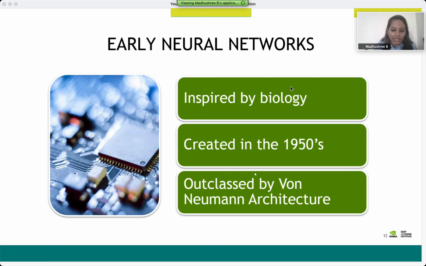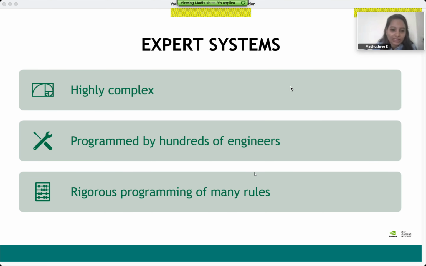And then one human architecture outclassed all these neural networks, and expert systems came into the picture. We could not proceed further with neural networks then, and expert systems were highly complex systems. They were programmed by engineers, with hundreds of thousands of lines of program, in an if-else kind of structure. If this is the case, do this. If this is the case, do that. You can imagine such an if-else ladder of thousands of lines of code. These were programmed by engineers, and rigorous programming of many rules was required here.